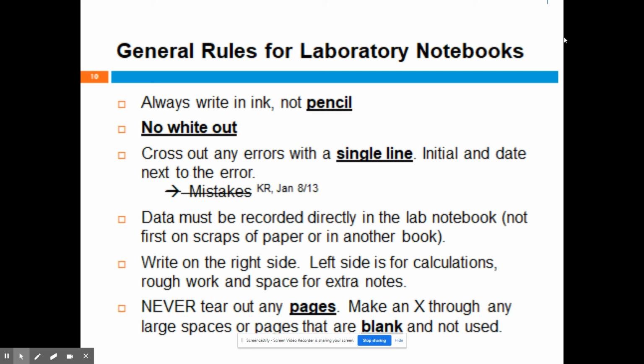Data is to be recorded directly into the lab notebook. You're not going to write it on a piece of paper towel or whatever else you have out. You're supposed to write it right into the lab notebook. We are going to write on the right side of our lab notebook. There should be a line down the middle. Yes, good job. So we are going to write on the right side. The left side is for calculations, rough work, space for notes. If you have to mark something out and you need space, you can use the left side to rewrite it, but you only use the right side of the notebook.